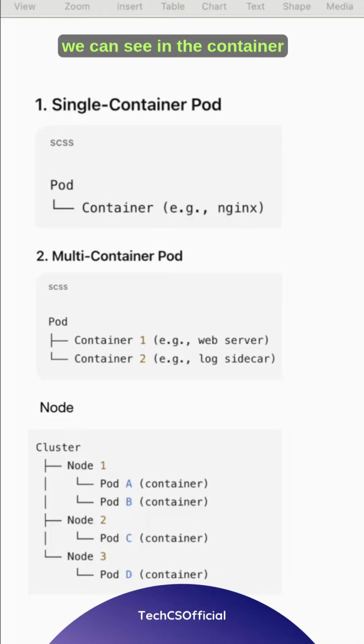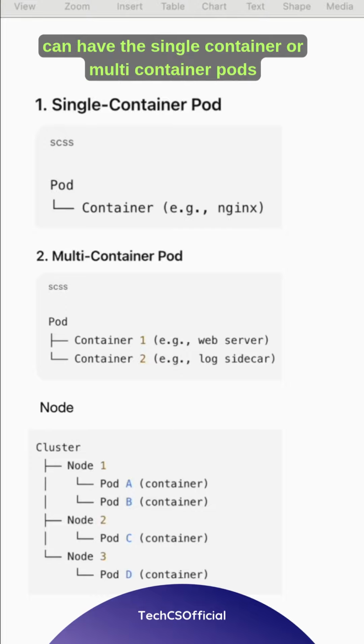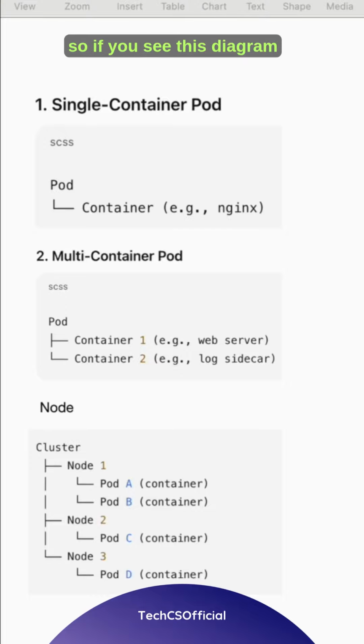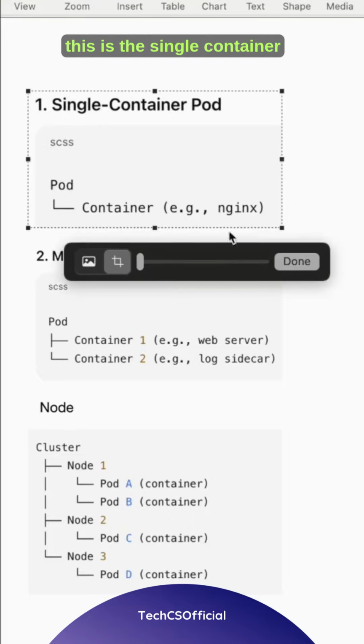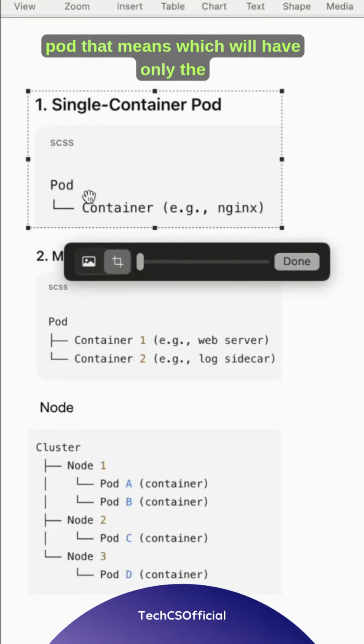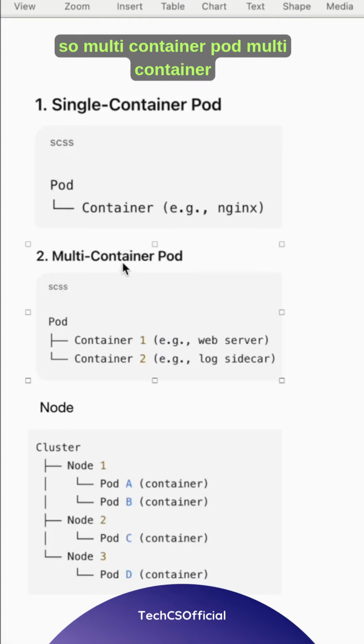So here we can see, a pod can have a single container or multi-container pods. If you see this diagram, this is the single container pod, that means it will have only one container running in the pod. A multi-container pod, in the sense, is a pod that can have multiple containers with the help of multiple images.